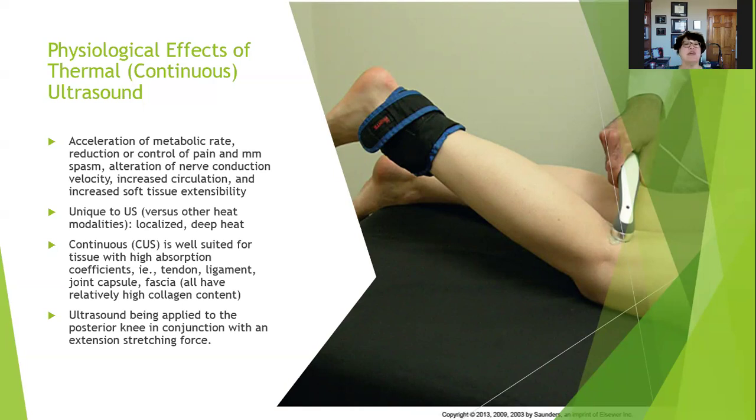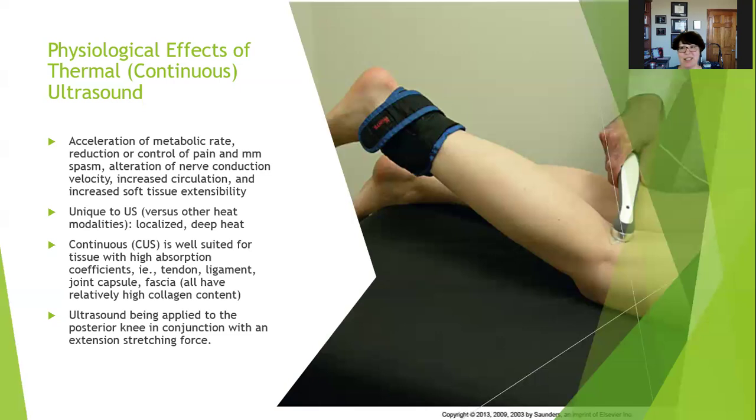So the physiological effects of thermal ultrasound or continuous ultrasound, and of course, we abbreviate that as CUS in the chart. So we'll say CUS to this part of the body times 10 minutes at this power and at this frequency and this intensity. So that's how we're going to chart it. But the cellular effects also happen during thermal ultrasound, so you get heating and cellular effects, and then non-thermal, you take out the heating.